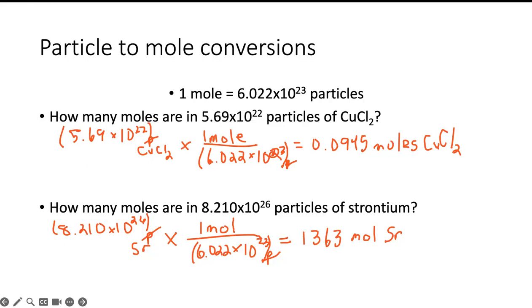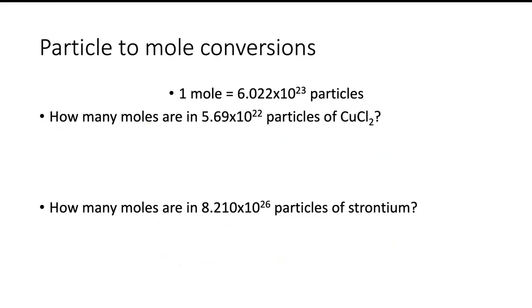If I have 10 to the 26 particles, that's like 1,000 times more. That's 10 to the third more than this, which puts me in the thousands. So I have 1,000 times more particles, roughly speaking, than this number. So I should expect to have 1,000 times as many moles. So 1,363 is roughly 1,000 times 1 mole, right? So this number does seem reasonable for that reason. Hopefully this helps. Good luck.